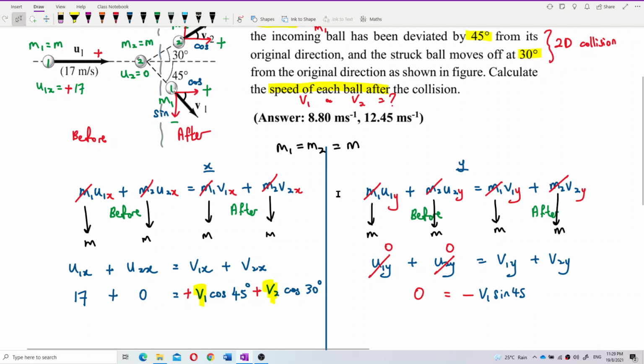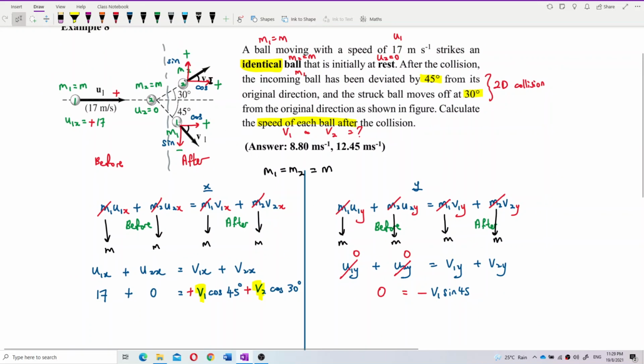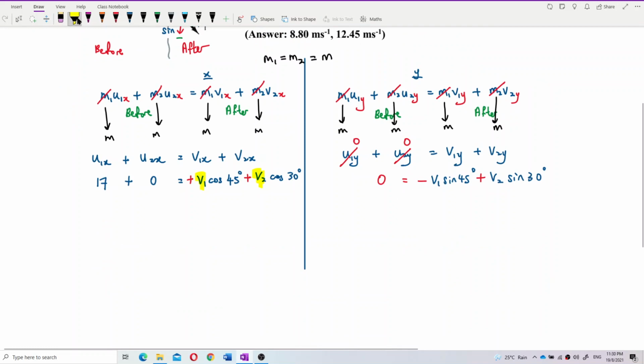And then how about v2y? Look at the v2. This is the v2y, and it uses a positive value because upward is positive. And then v2 uses sine 30. So v2 sine 30 degrees. Okay. So we have the second equation, which also has two unknowns, v1 and v2.